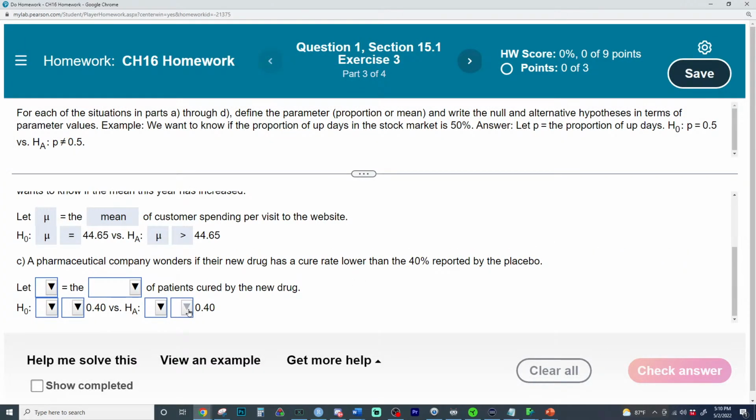Oh, we got one more. A pharmaceutical company wonders if their new drug has a cure rate lower than, look at when you highlight there, it is lower than 40%. So the claim is 40%. So we're going to believe that 40% is true until we have evidence that it's lower than. That's what they're investigating, which is the alternative. They need evidence to believe this. And they're wondering if people have been cured.